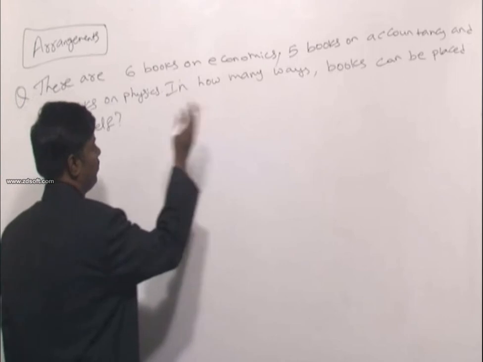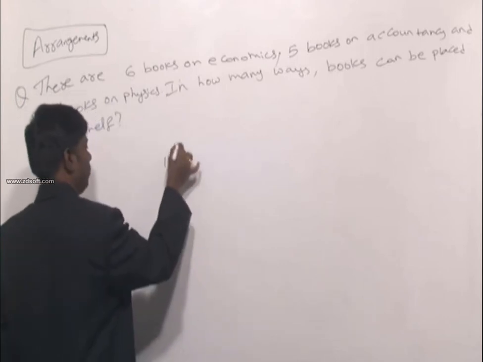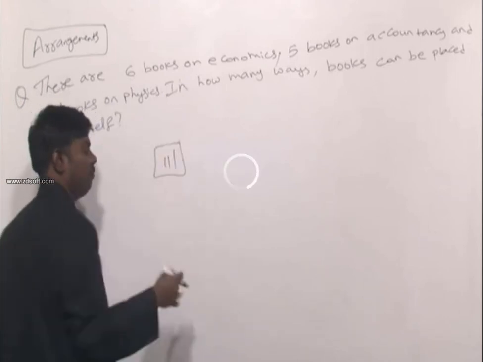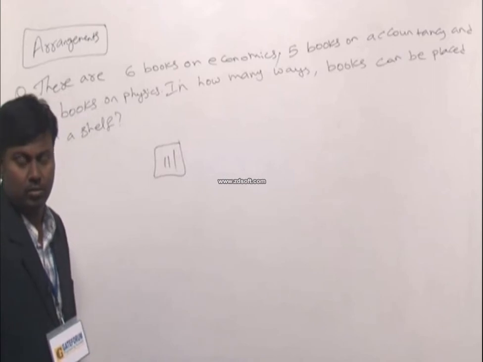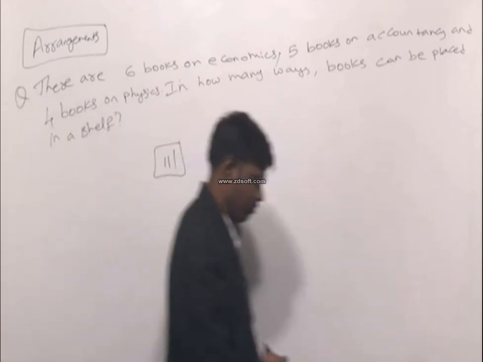So in short, it is 6 plus 5 plus 4, 11. 11 books can be placed in a shelf in 11 factorial ways, right? Some of you must have definitely got it right.